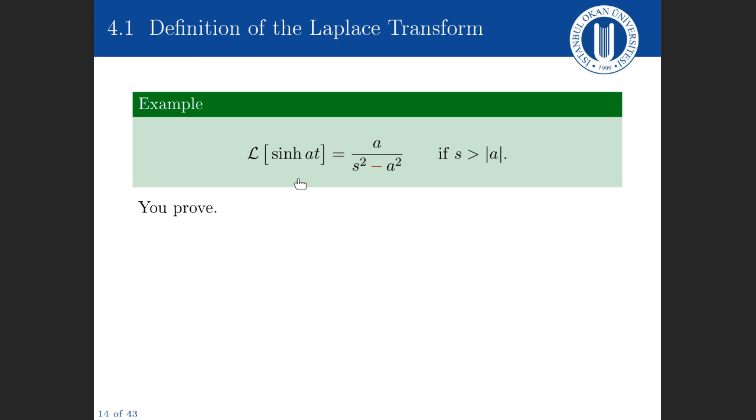Or we could use the same method for sinh at. And we would get a over s squared minus a squared. For sine, it was plus on the bottom. For sinh, it's minus on the bottom. Why is that true? Because if we differentiate sine 2 times, we get minus sine. But if we differentiate sinh 2 times, we get plus sinh. So that's the only difference in the calculation, and that would give us a minus instead of a plus here.